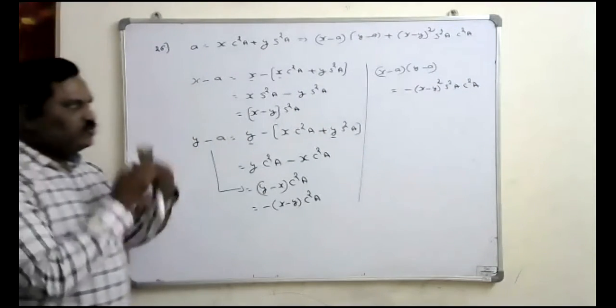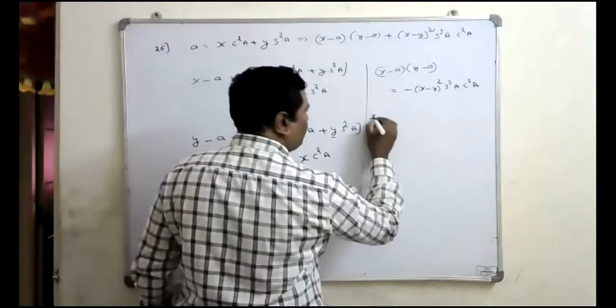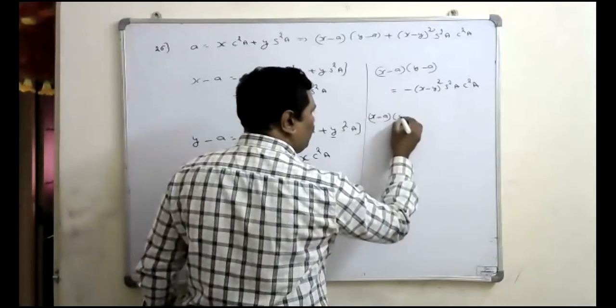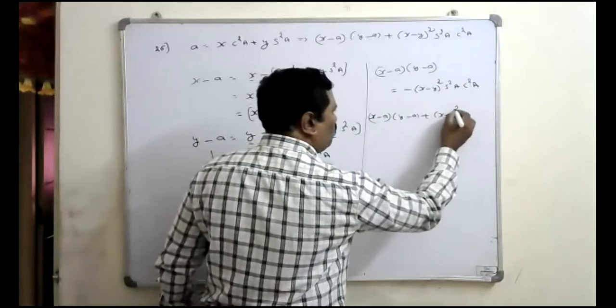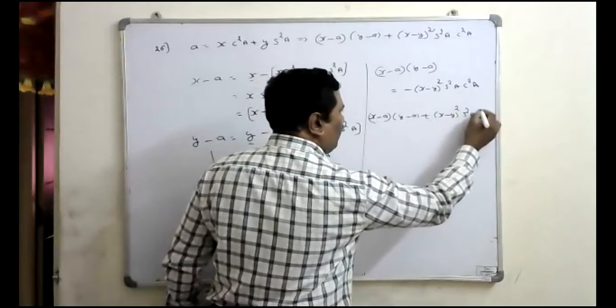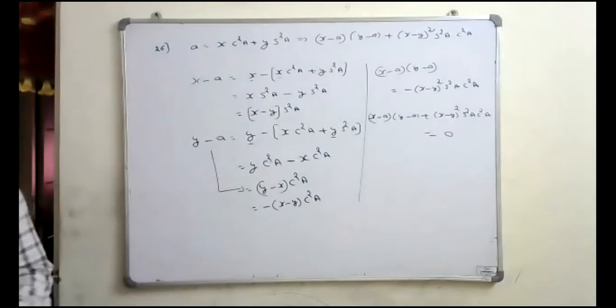Now bring the RHS to the LHS, then we get the given answer: x minus a into y minus a plus x minus y whole square into sin square a cos square a is equal to 0. Take that.